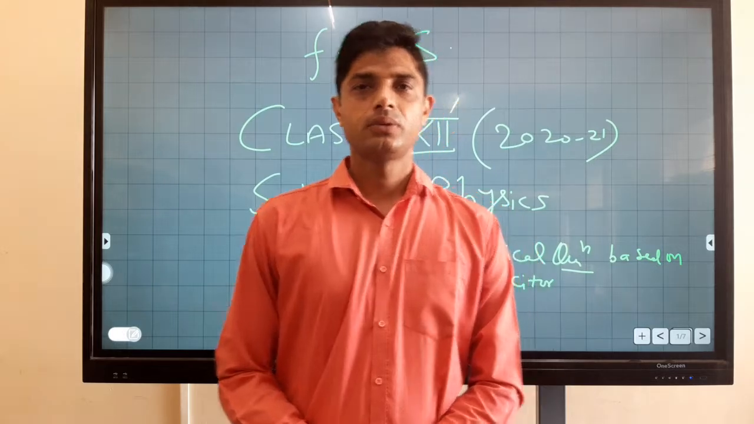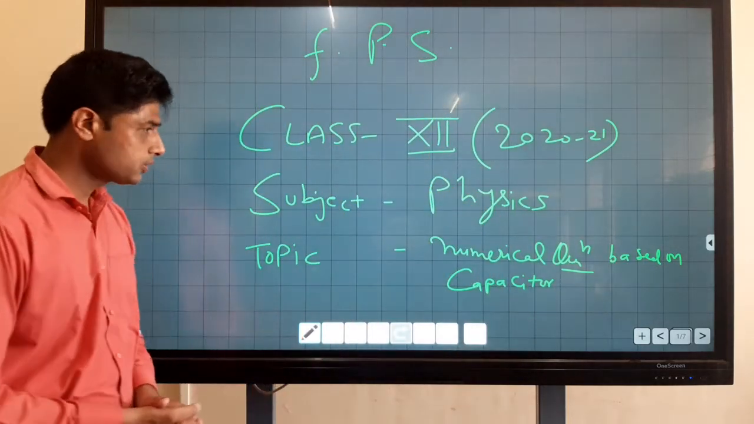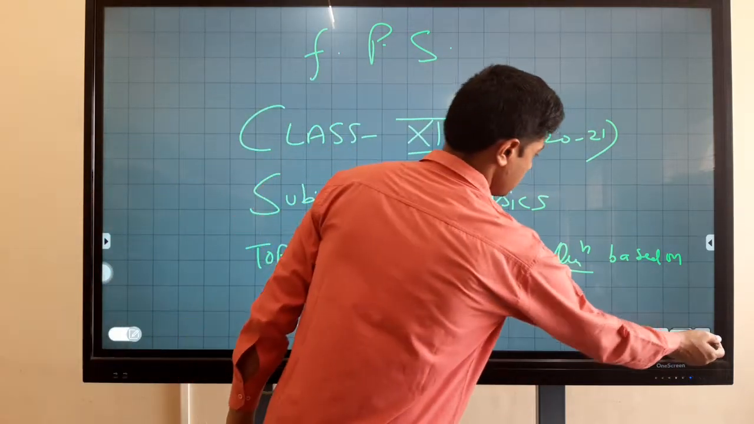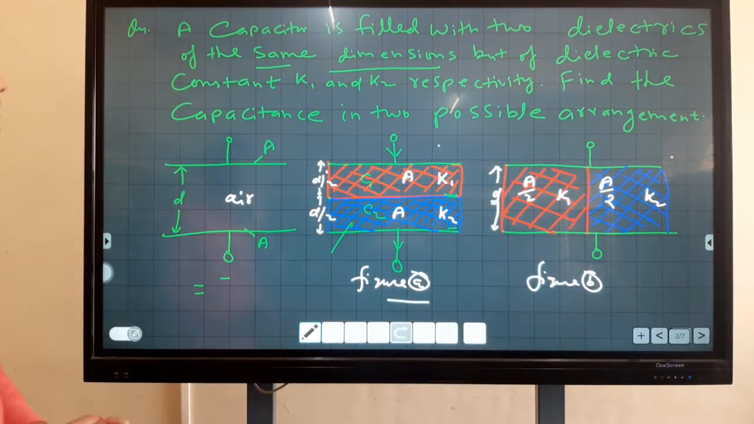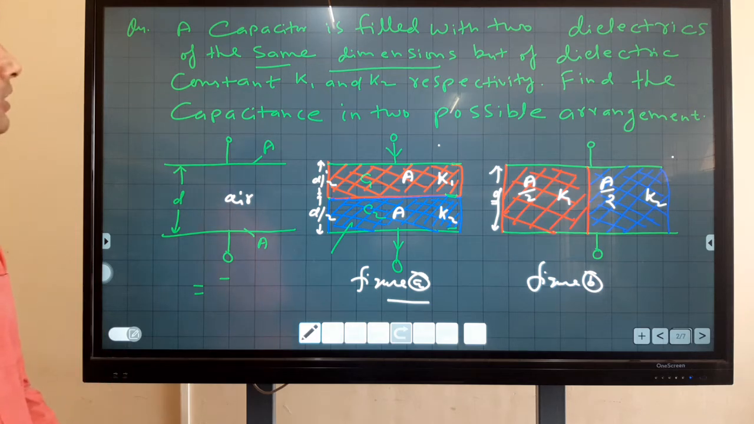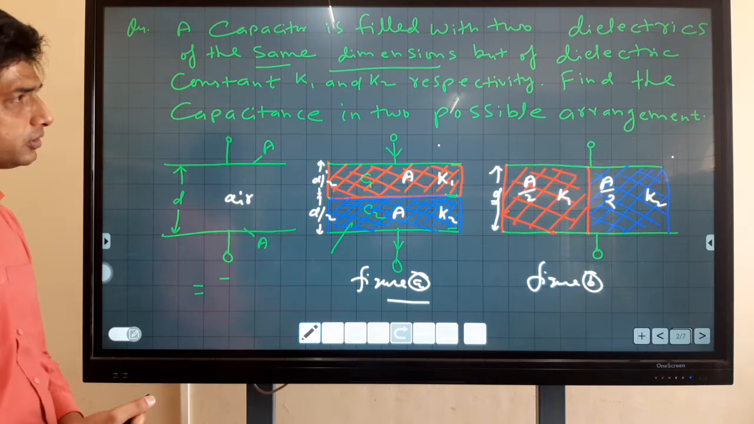Today I am going to take a lecture for 12th class, and today's topic is a numerical question based on capacitors. The numerical is: a capacitor is filled with two dielectrics of the same dimension but of dielectric constants K1 and K2 respectively. Find the capacitance in the two possible arrangements.